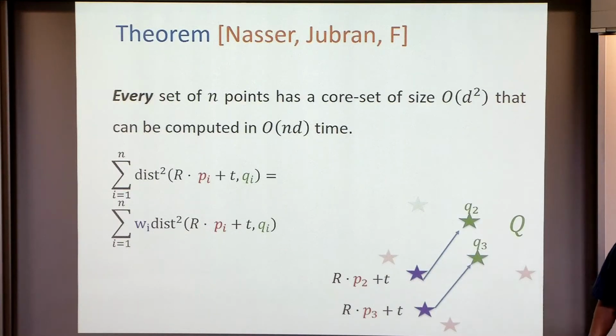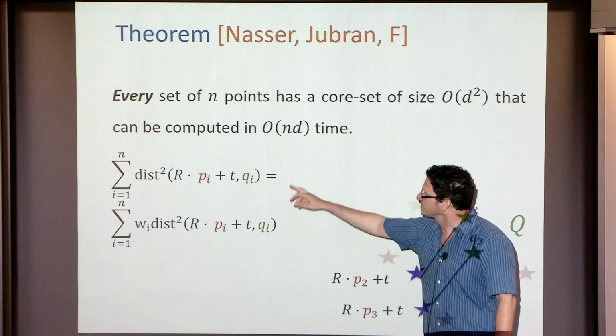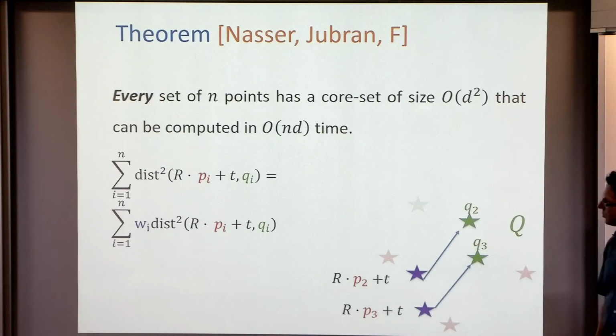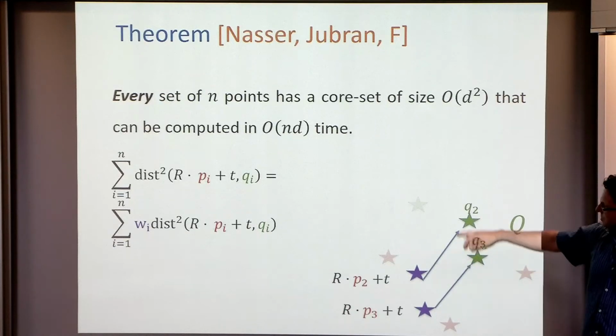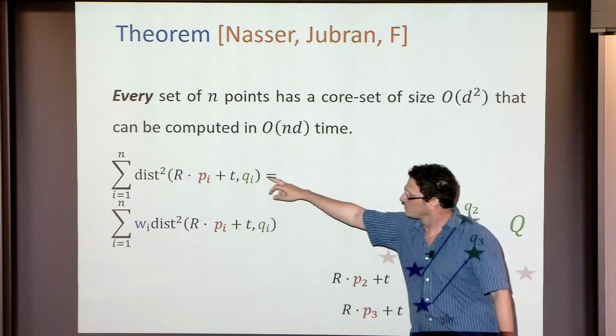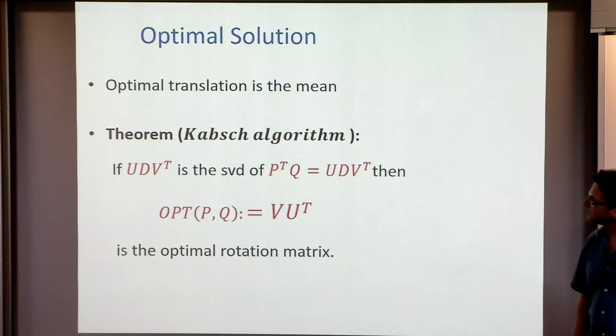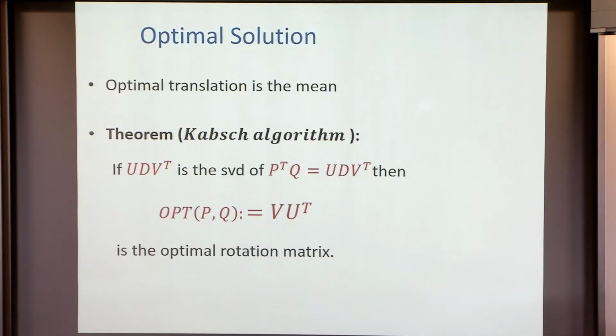The main result that I want to show now is that we can always find a small coreset, a small subset of these points, so that if we solve the problem only on the small subset of points in R^d, we get the same solution as if we had solved the problem on the original set. And the main idea is this. To solve the optimization problem, it's very easy. You just compute the SVD.